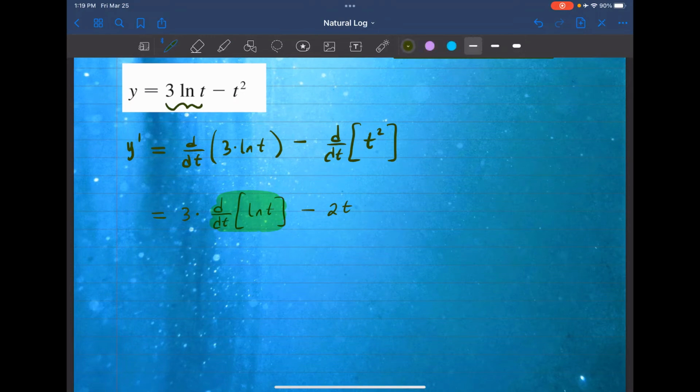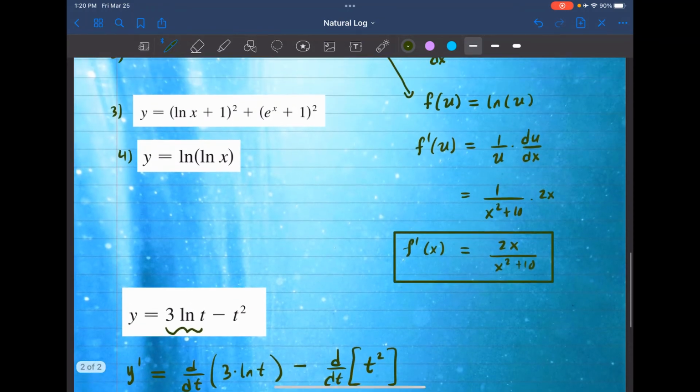The derivative of ln of x, or ln of t, is simply 1 over t. This is 3 times 1 over t minus 2t from before. And putting all of this together, our y prime is equal to 3 over t minus 2t. So a combination of the rule for natural log and power rule. Now let's take a look at the next problem.